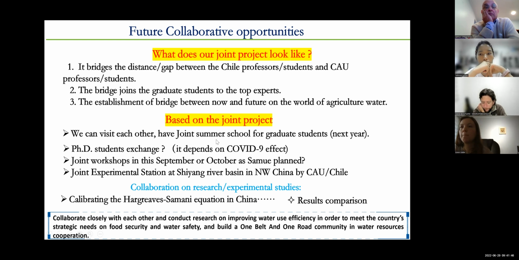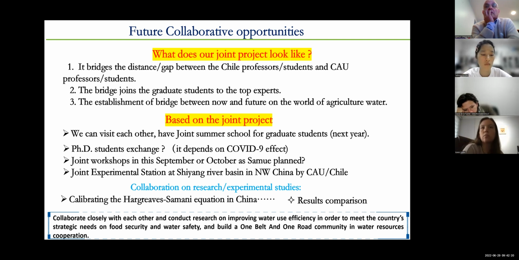So maybe then from next year, we may have some PhD students exchange, and also about the joint workshops. Yeah. As your last email planned, yes, maybe in this September, October. So the last one is that we may have some joint experimental station. Yeah, in Shiyang River Basin, Northwest China, and also in Chile.